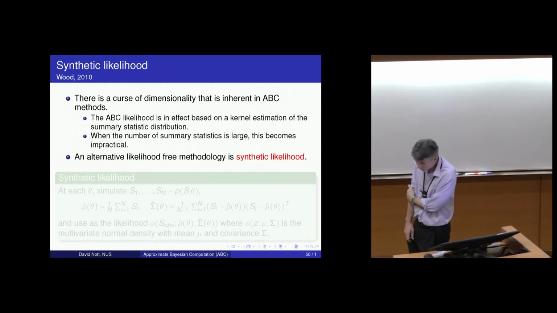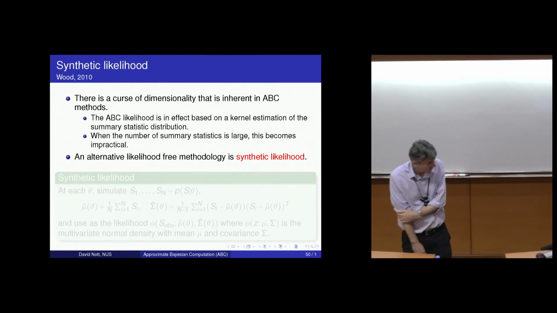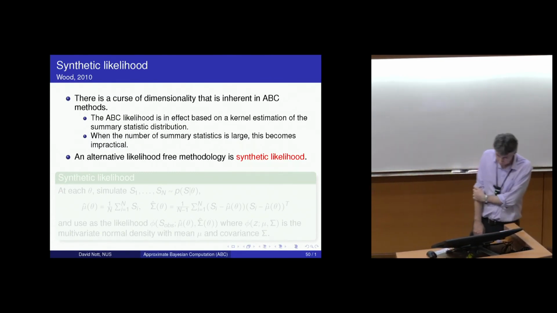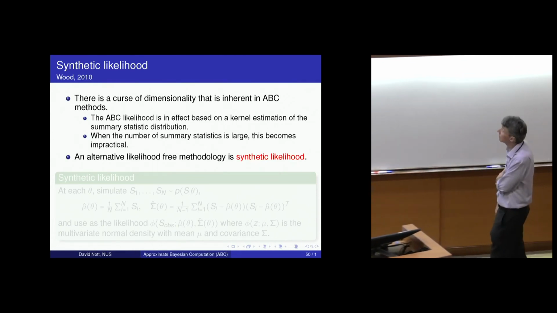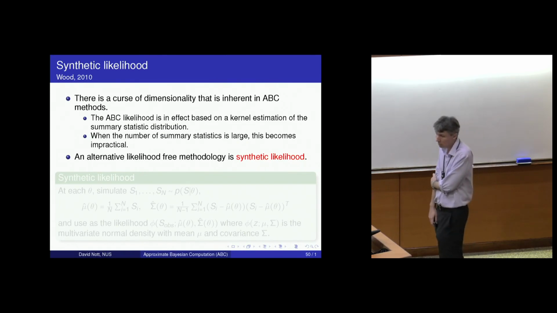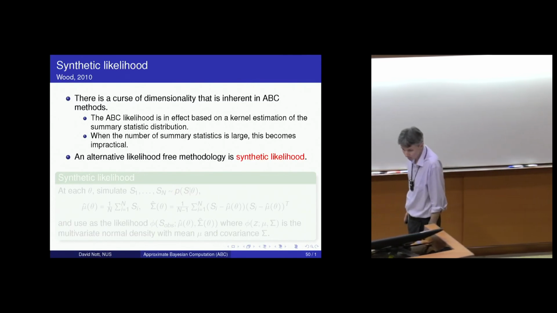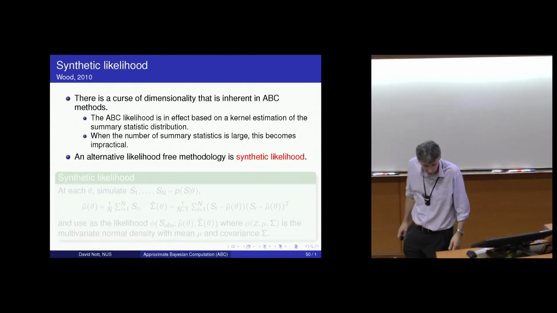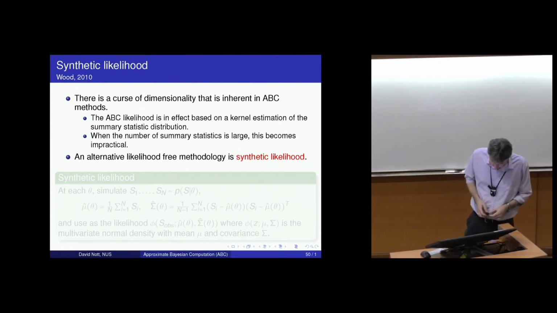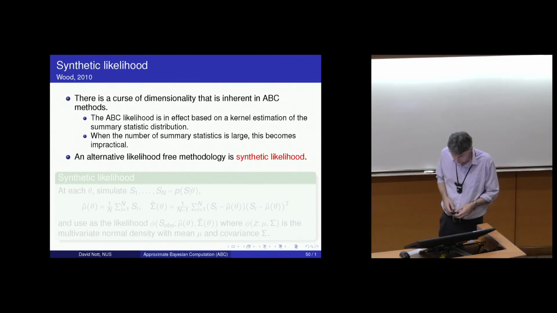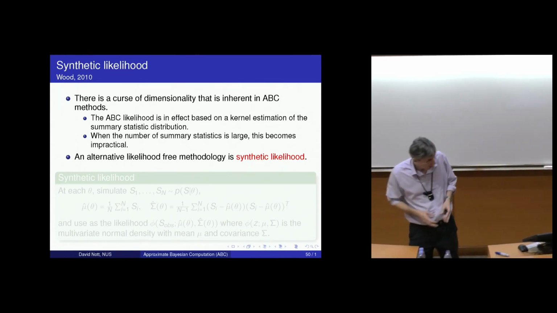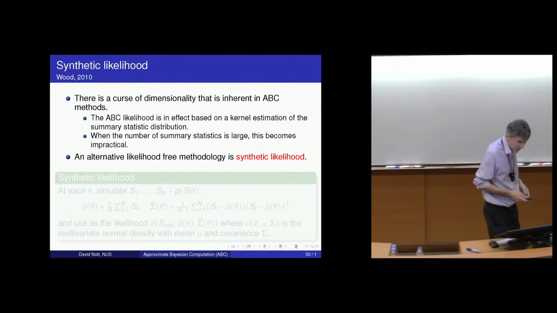So an alternative likelihood-free methodology is something called synthetic likelihood. This is making some pretty aggressive approximations too, but it is a technique that seems to scale better to high dimensions in terms of the parameter, and it's also pretty tolerant of irrelevant summaries, so you can have a fairly high dimensional summary statistic as well. Another advantage of synthetic likelihood is that its tuning parameters are easy to set. With ABC, you have that tolerance that you have to choose. That's a tuning parameter that's hard to set.